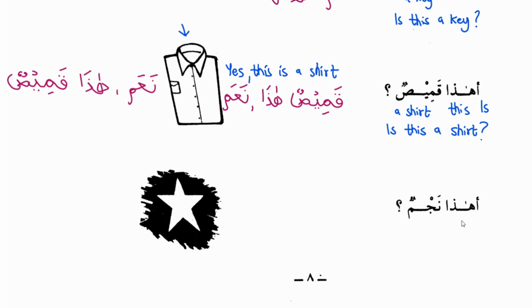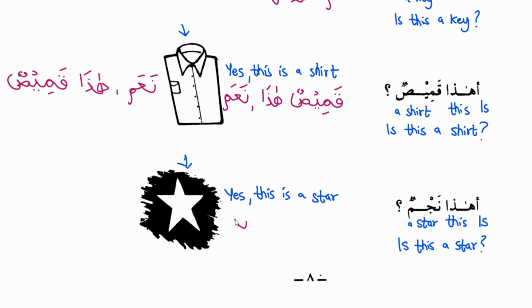Ahaza najmun? For a we'll write is, for haza we'll write this, and for najmun we'll write a star. So the final translation is, is this a star? Yes, this is a star. Okay. Now we will translate each term in Arabic. For yes, we write na'am. And for this, we'll write haza. And for a star, we'll write najmun, which is already mentioned in the question.